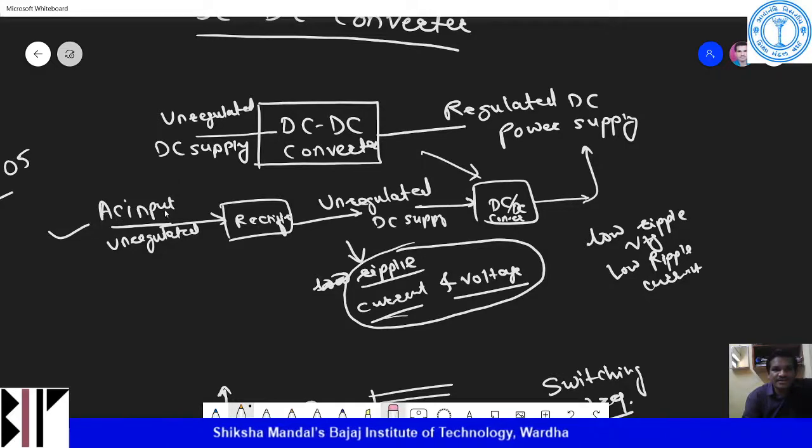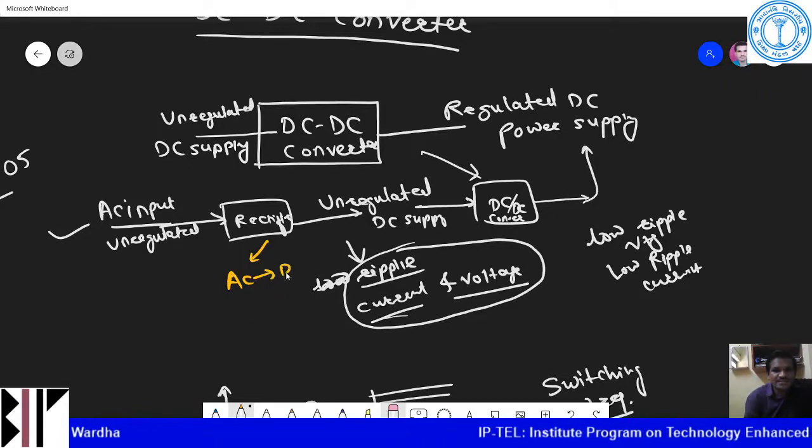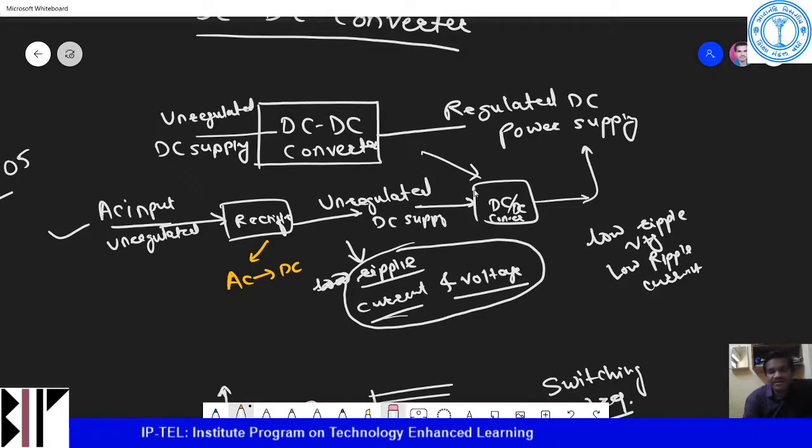I give an AC input which is unregulated to the mobile charger, and then we use a rectifier circuit. The rectifier circuit will convert my AC to DC, but that DC is unregulated DC. That unregulated DC I will pass to the DC-DC converter, so that I will get a regulated DC power supply.